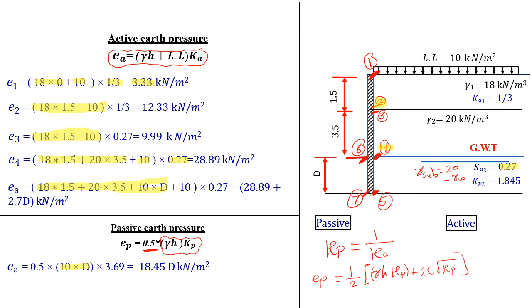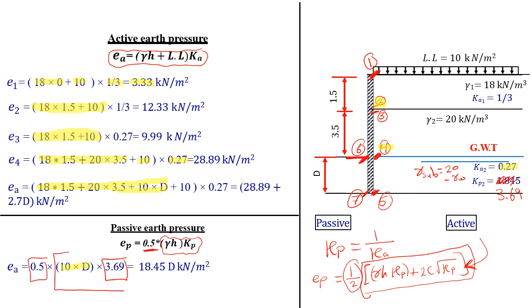Because if you have a C-phi soil, you shouldn't apply the reduction to the K passive only. You should apply the reduction to the stress, to the whole stress equation. So here in my problem, K passive is 3.69, as you see here, but I applied the 50% reduction to the whole equation of earth pressure.